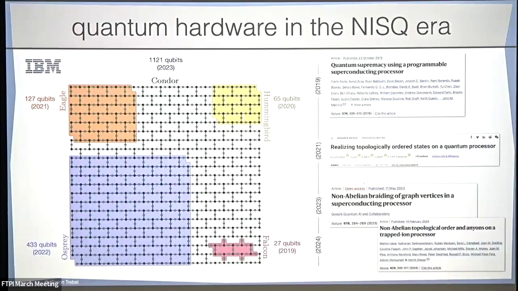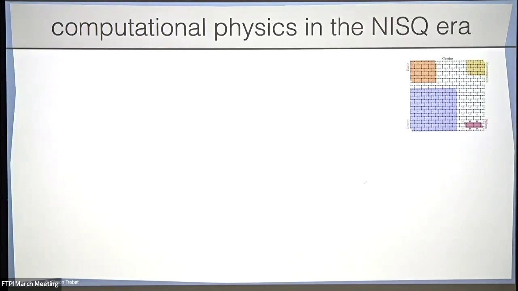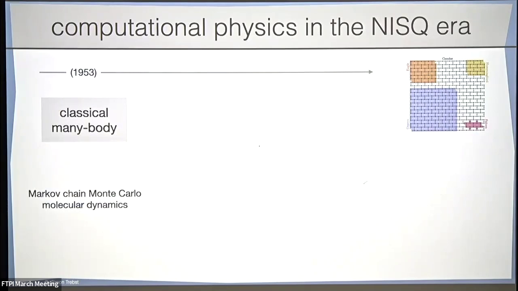For me, the question is what computational physics is doing in the era of these chips. So back in the day, 1953, we started classical many body physics, not we, because probably none of us was born at the time. But 1953 is the year that in Los Alamos, Edward Teller, together with Metropolis and the Rosenbluths, developed Markov chain Monte Carlo and kicked off the field of classical many body physics.